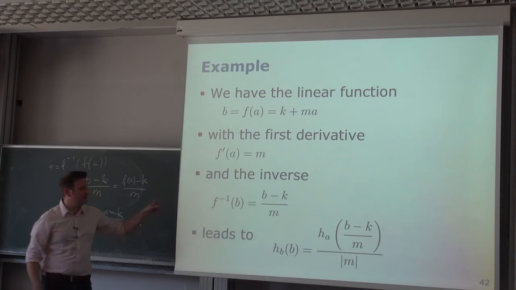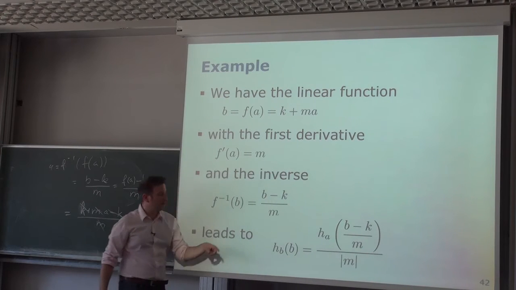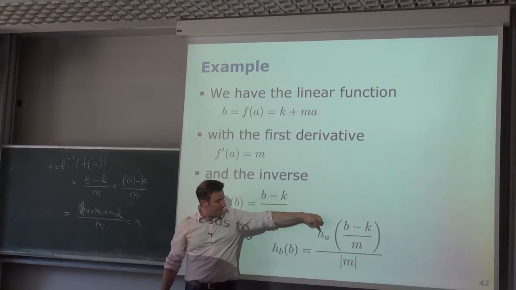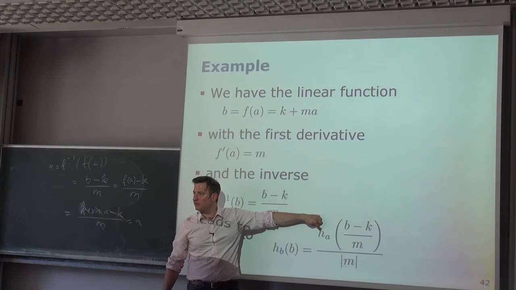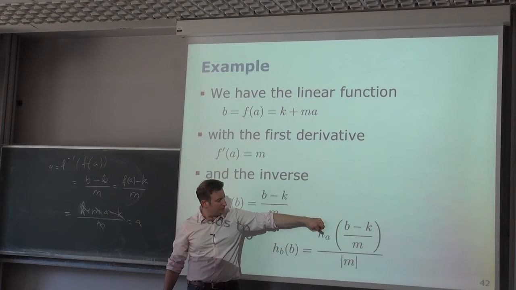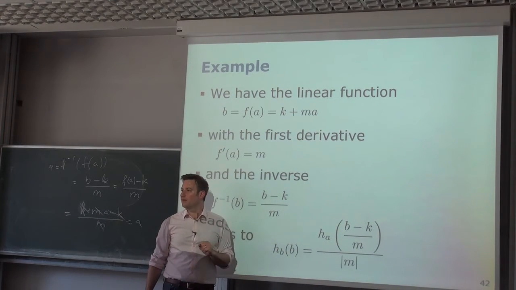So if I do that, this leads me finally to this expression over here. So for every value of this histogram, that means the number of intensity values in A, in the input image, I do this computation and get the corresponding output value.